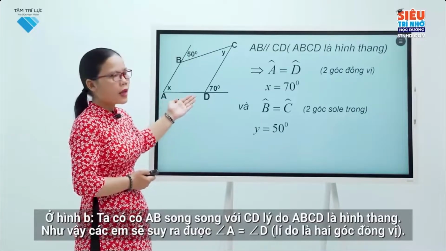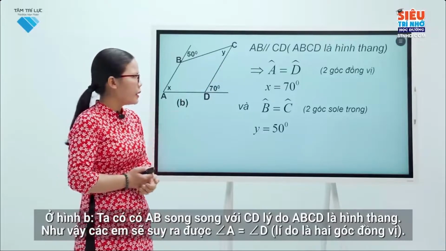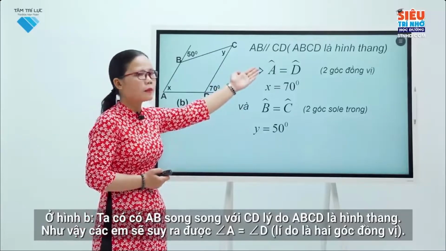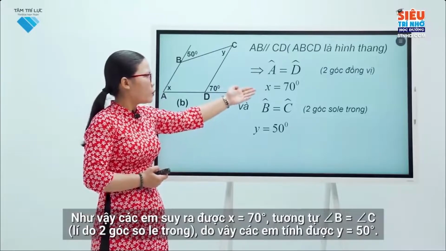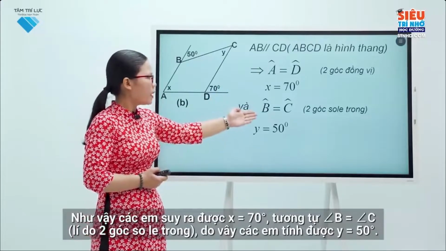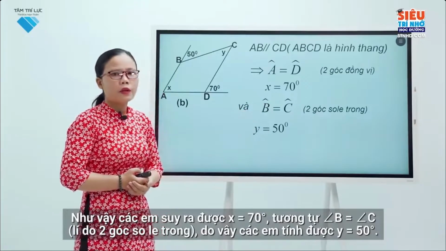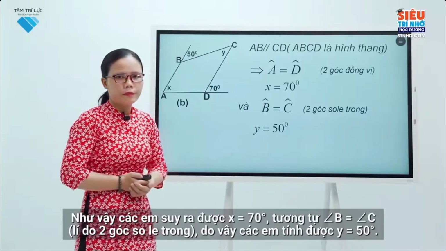In figure B, AB parallel CD, because ABCD is a trapezium. So angle A equals angle D, two corresponding angles. Thus x equals 70 degrees. Similarly, angle A equals angle D, two alternate interior angles, so you get y equals 50 degrees.